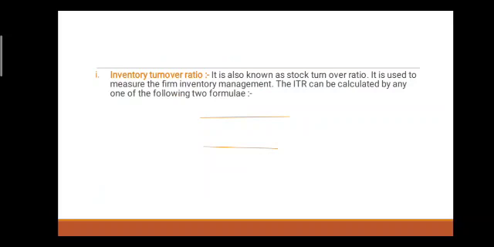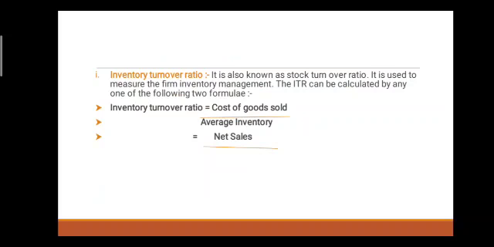First, inventory turnover ratio. It is also known as stock turnover ratio. It is used to measure the firm's inventory management. The ITR can be calculated by any one of the following two formulas. Inventory turnover ratio is equal to cost of goods sold divided by average inventory. And the second formula, net sales divided by average inventory.